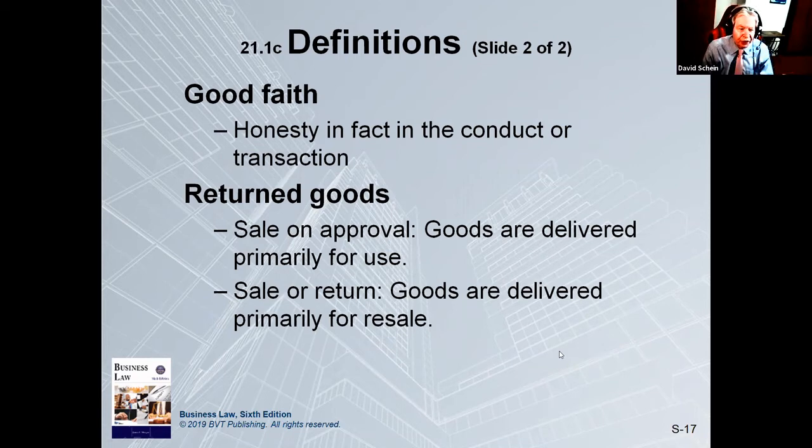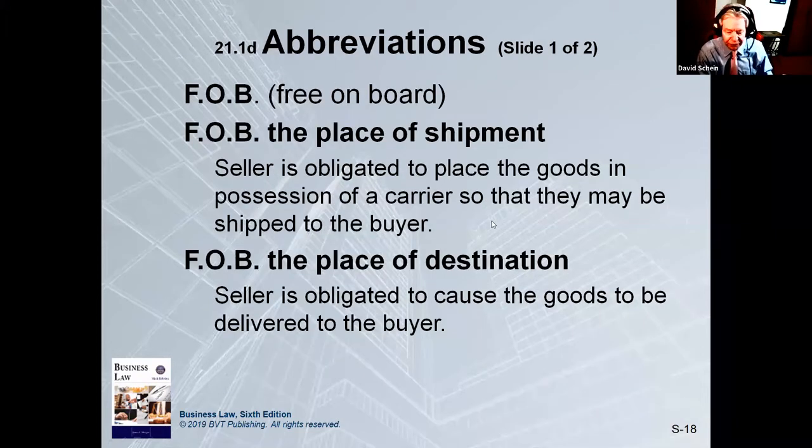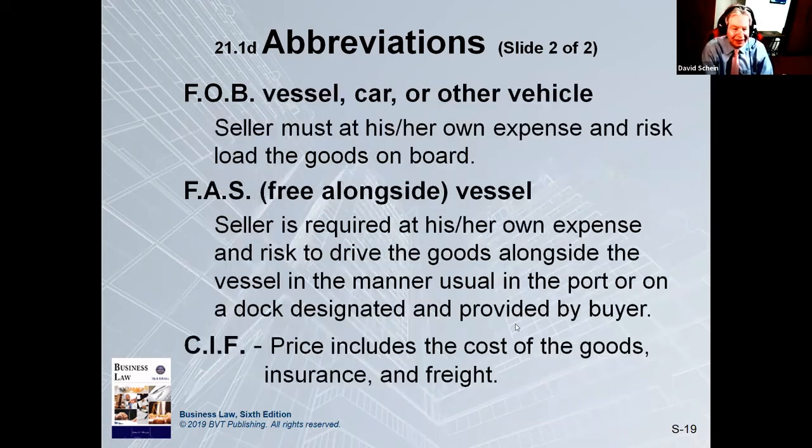abbreviations. Free on board, which we talked about in Module 3, comes back here. Free on board place of shipment. This is obviously the preference of the sellers. And then free on board the place of destination, that's obviously the preference of the buyers. And then free on board vessel, car, other vehicle. And in these cases, it must at his or her own expense and risk load the goods on board. Most of my clients are not going to do that. They're going to say, no, you have to have a common carrier pick them up at our dock.